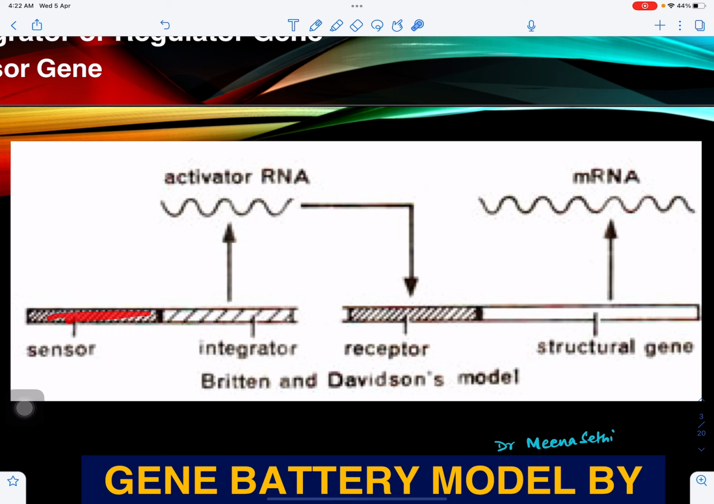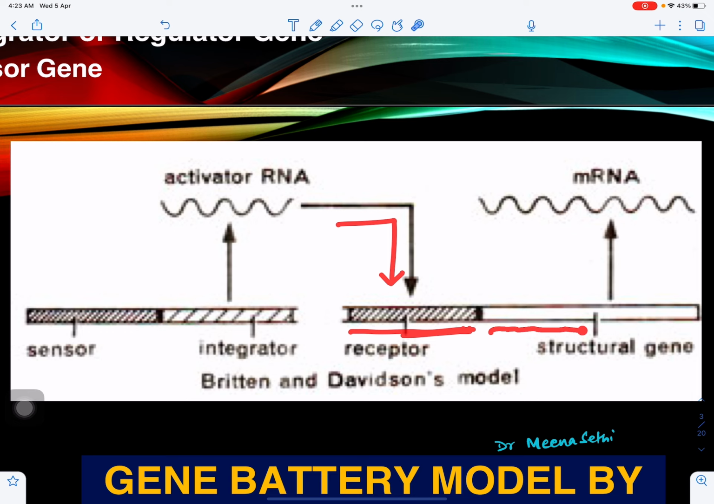This is the sensor gene which is associated with the integrator or regulator gene. Now this regulatory gene, when it is being sensed, either hormones are there, or certain vitamins and minerals, or pathogens are there, or we have certain transcription factors which act on the sensor gene, then the integrator or regulator gene will help in production of the RNA, undergoing transcription. This is called activator RNA. This activator RNA will be received by the receptor gene. Now this receptor gene will receive this RNA. This gene will be regulated.